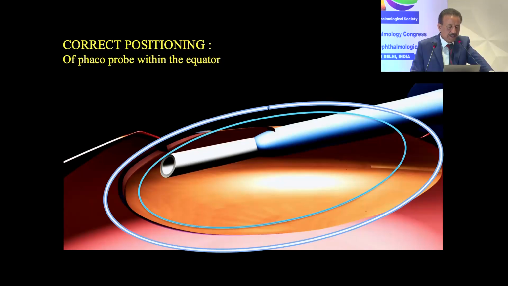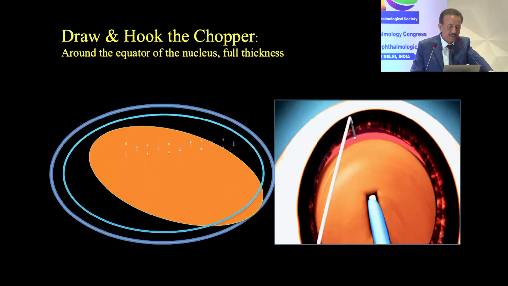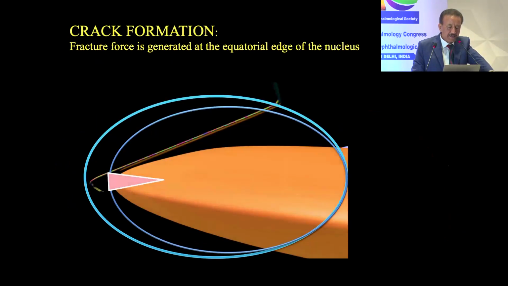And I'll just show you this animation, because you look at the position of the phaco probe. You are penetrating from the center and holding it just within the equator, and then once you hold it, slightly tilt it and draw it, because you have to see the edge of the nucleus. Don't go blindly like we go in the horizontal chop. In horizontal chop we go blindly towards the equator and then you hit the posterior capsule. Here you don't go blindly, you have to draw the nucleus and see the edge, then only hook it. After seeing the nucleus, then hook it.